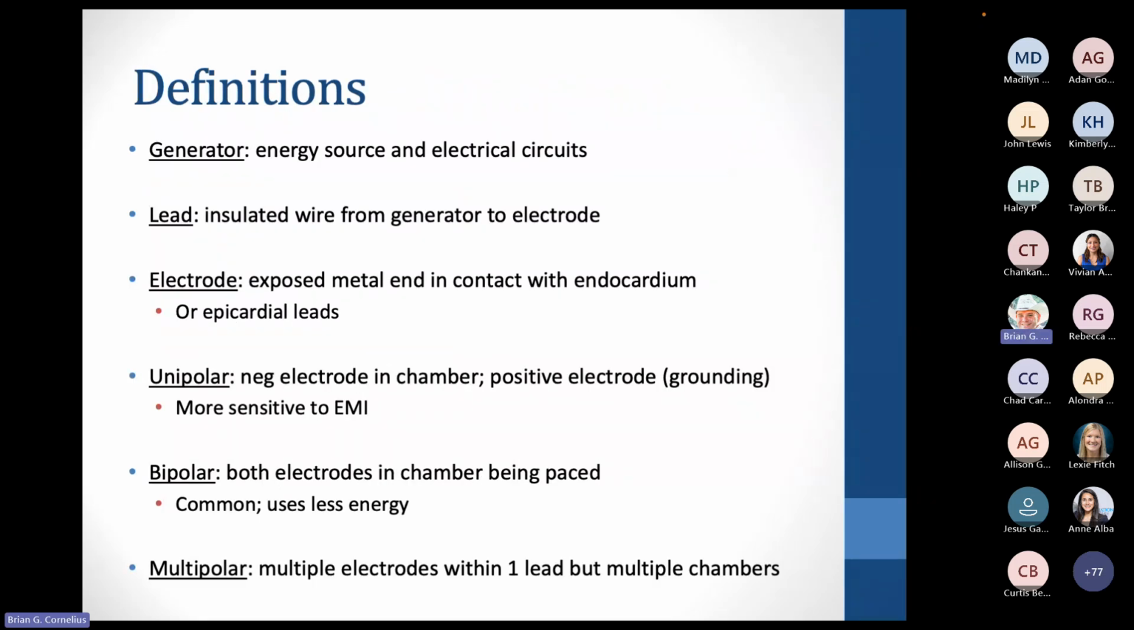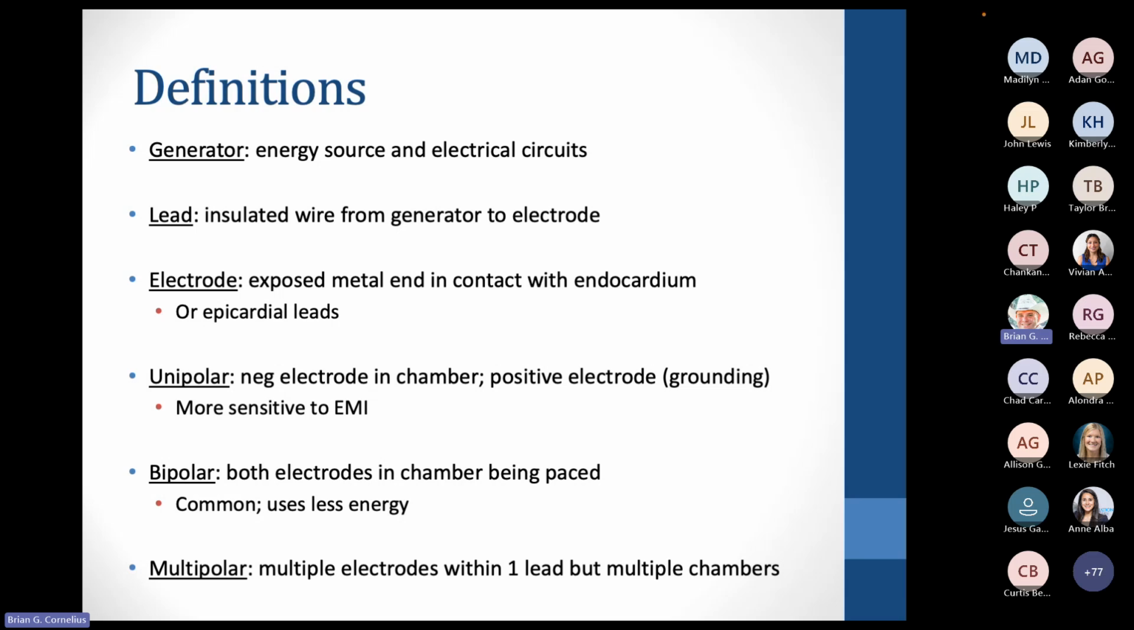We're going to talk a little bit about the definitions of those things. So the generator is exactly what it sounds like. It's an energy source that provides the current to go through the leads. The leads are an insulated wire, which is very important because a lot of times the wire itself will be in contact with other things until it gets to where it needs to be. So there'll be a couple of sections on there that are exposed metal that are actually in contact with either the endocardium or the epicardium. And that's where the energy is actually going to be exposed to the heart itself. So the lead goes down to the electrode from the generator, and then the electrodes would actually contact the heart.